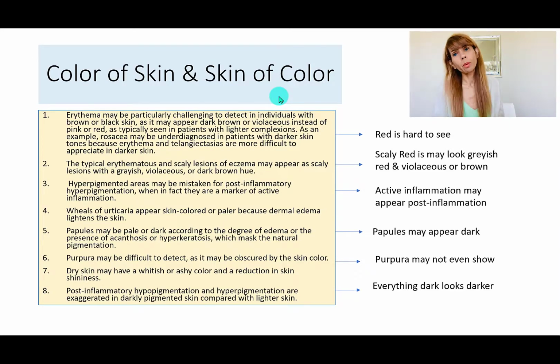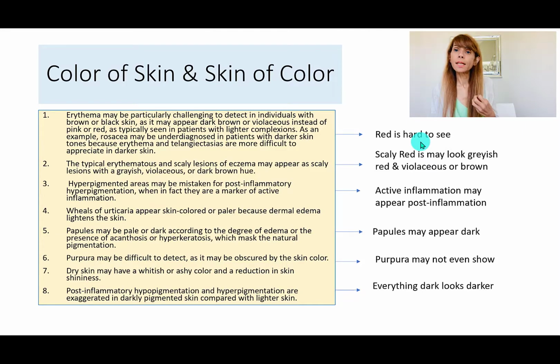So a few things to keep in mind would be that the redness is going to be difficult to see in darker skin color. Whenever there is more pigmentation, red color is not going to be as obvious. So for example, in patients with rosacea, telangiectasias are not going to be all that prominent. In rosacea, normally there is redness in the central part of the face. It's not going to be all that visible in darker skin color.